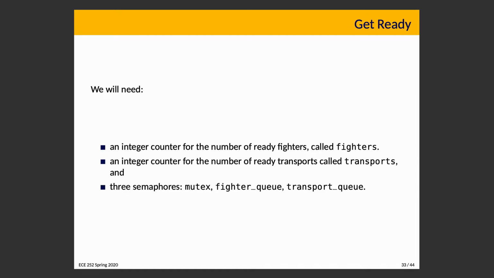Okay, what do we need? Well, we need an integer counter for the number of fighters currently ready, called fighters, and an integer counter for the number of transports, and we're going to use three semaphores: mutex, fighter queue, and transport queue. So the names give away quite a lot about what these are supposed to do. For the semaphores, mutex, we're probably going to use that to protect shared variables, notably the fighters and transports ones that I have just named.